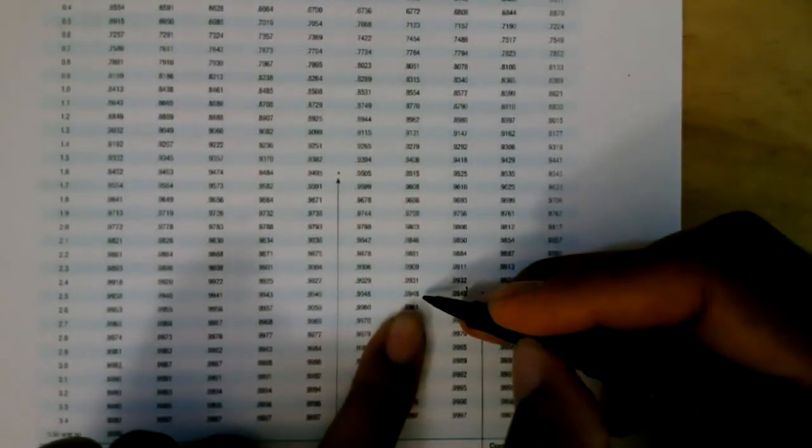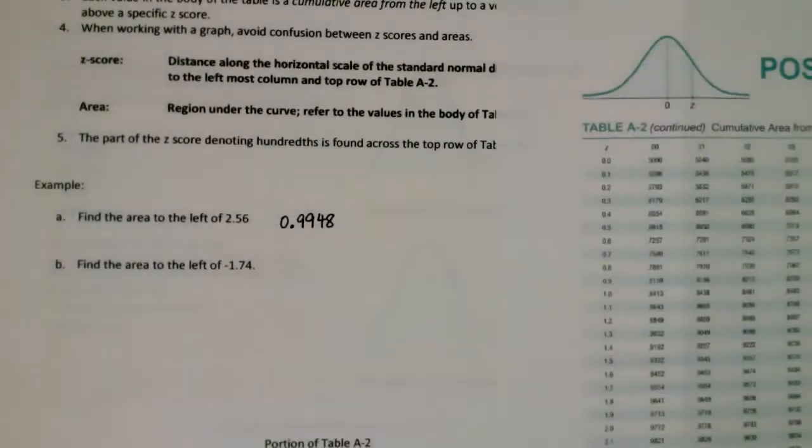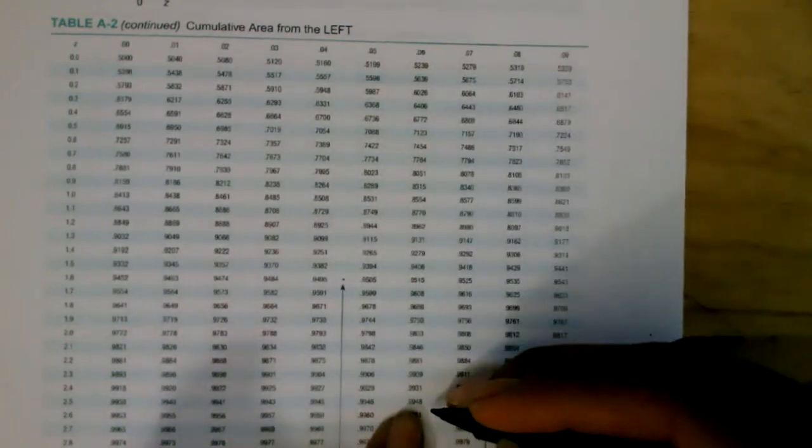Okay, 2.5 and then 0.06. I'm sorry, it's 0.9948. So that's how we read that table. Again, 2.5, and then 0.06 is right here. Read across and down, 0.9948.